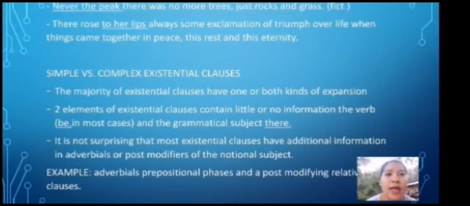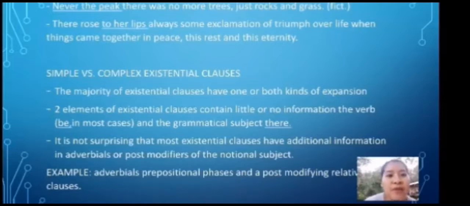Example: never the peak, there was no more trees, just rocks and grass. In this example, the adverbial is located at the initial position, never the peak. The second is, there rose to her lips always some exclamation of triumph over life when things came together in peace, this rest, and this eternity. The adverbial to her lips is located at the medial position. The placement of the adverbial is affected by the same conditions as adverbials of place and time in general.